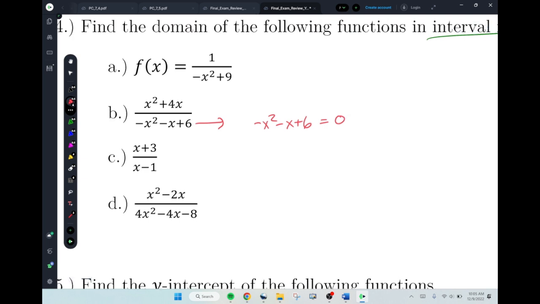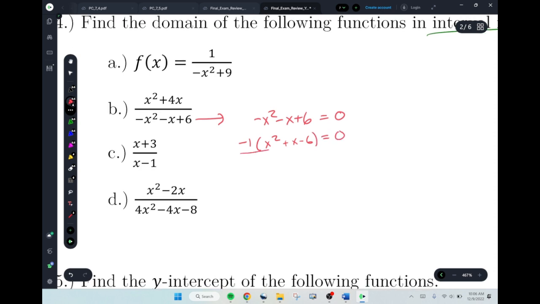Okay? Any ideas? You can do whatever you want to do. Factor out a negative 1 or multiply by negative 1. It'll give you the same thing, right? I always think of it as factoring it out because that's just so we do the same thing every time. If you ever have anything here, factor it out. So we're factoring out a negative 1, right? Plus x minus 6. And then what do we do with that negative 1? We divide on both sides.